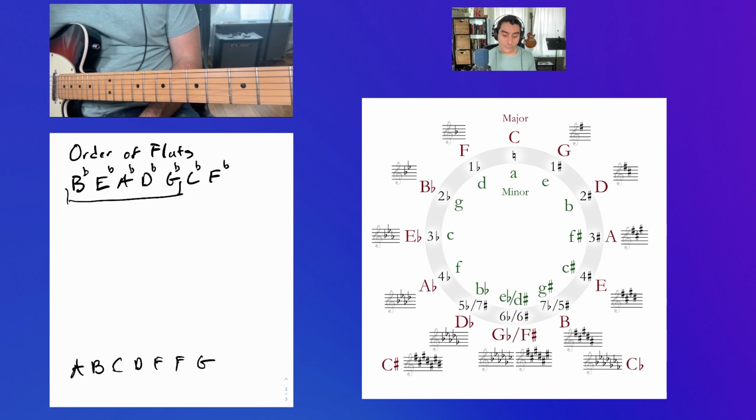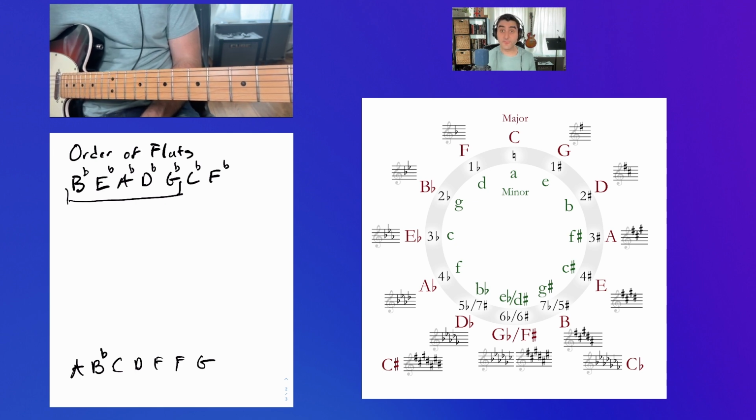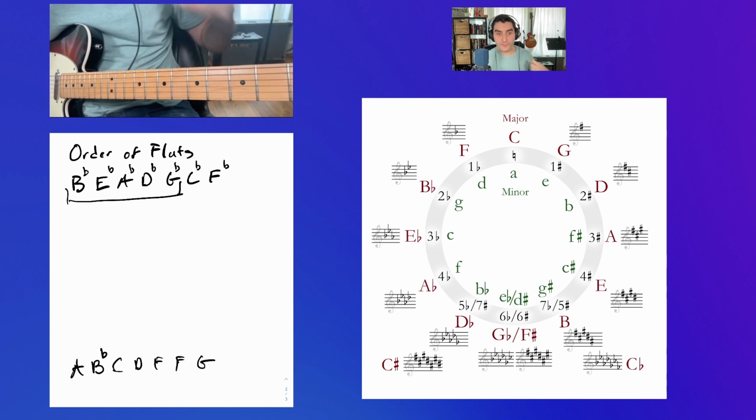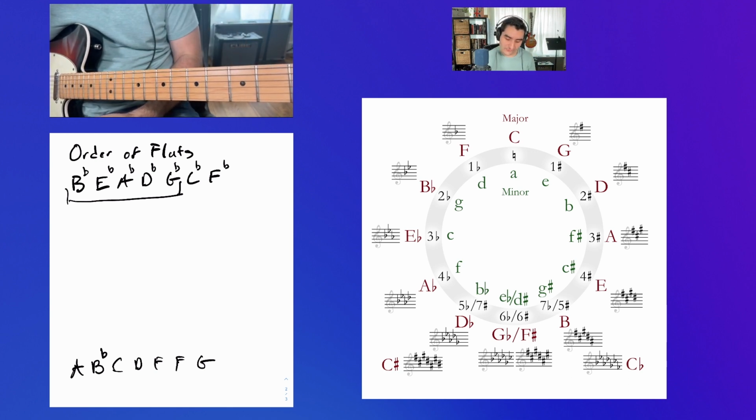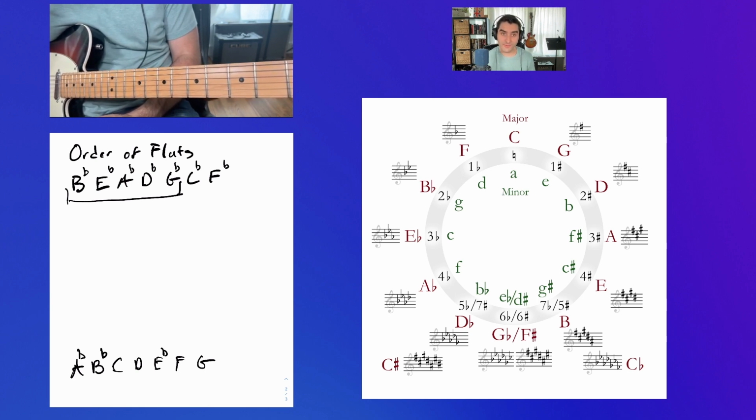So that means that we know that B has to be flat. Out of all the letters in the musical alphabet, we also know that E has to be flat. We also know that A has to be flat. We also know that D has to be flat. And then we know that G has to be flat. So actually in that key, they're all flat except for the note C and the note F.